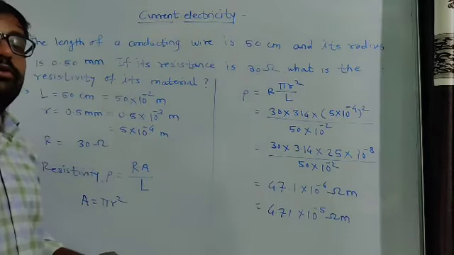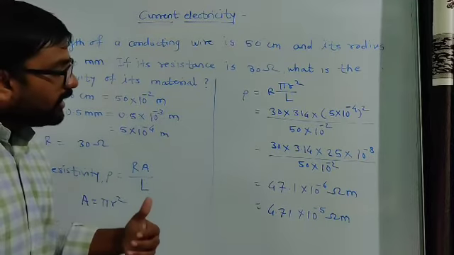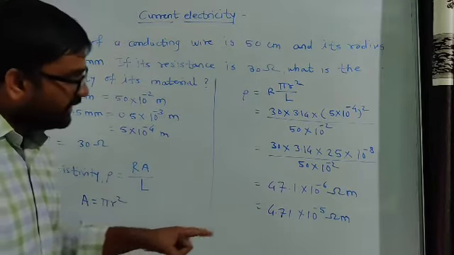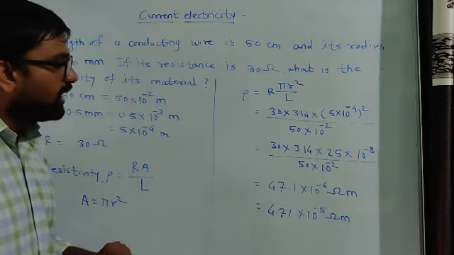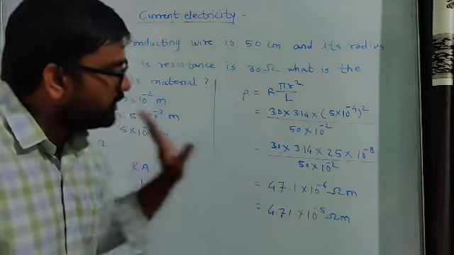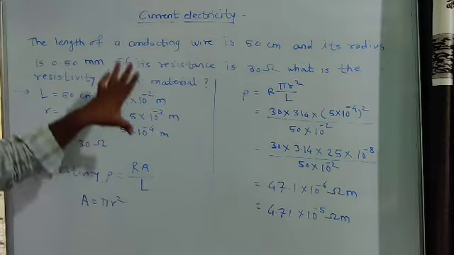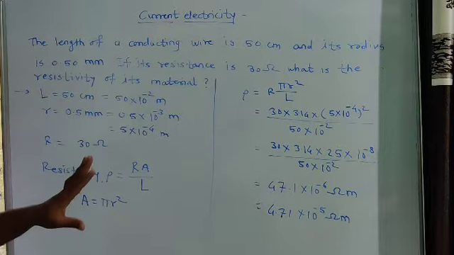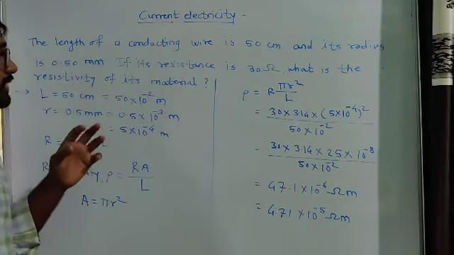47.1 into 10 raised to minus 6 ohm meter, or again taking one decimal adjustment, 4.71 into 10 raised to minus 5 ohm meter. So in such a way, this is the resistivity of this conducting wire. Again, what is the important thing in it?